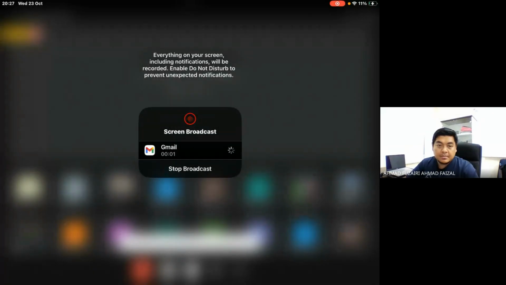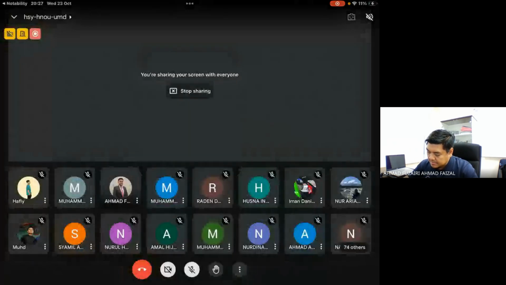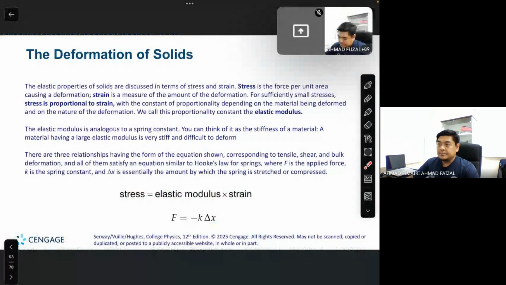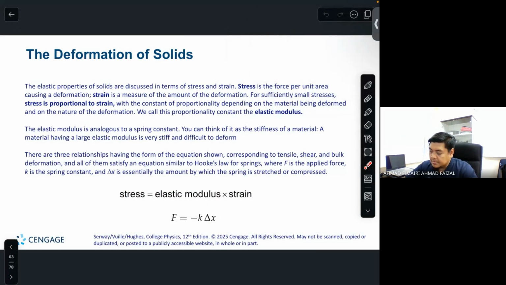Okay, let me share the slide. Okay, so this is the slide of the deformation of solid. Okay, right.